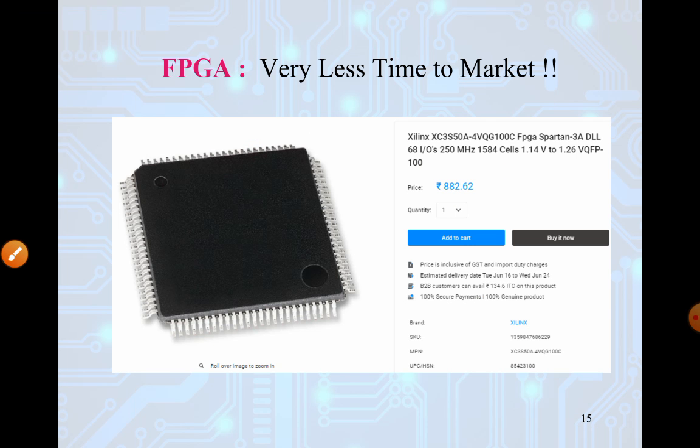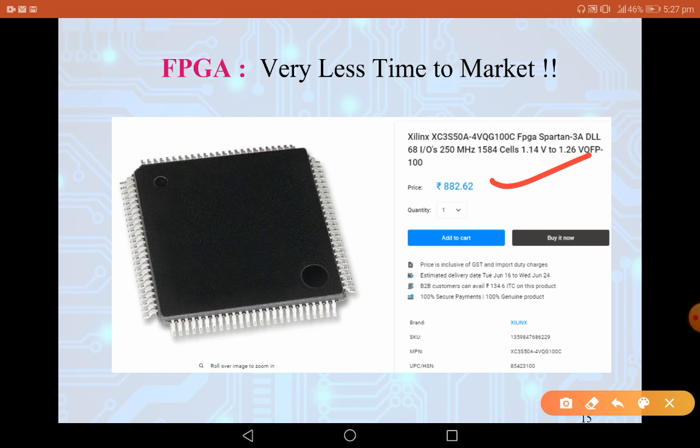Now this is a typical FPGA. Its cost is around 800 Indian rupees. So this is typical. Although we are not excluding the board here, we usually need a board, or an FPGA programming board, or we can make our own FPGA board.